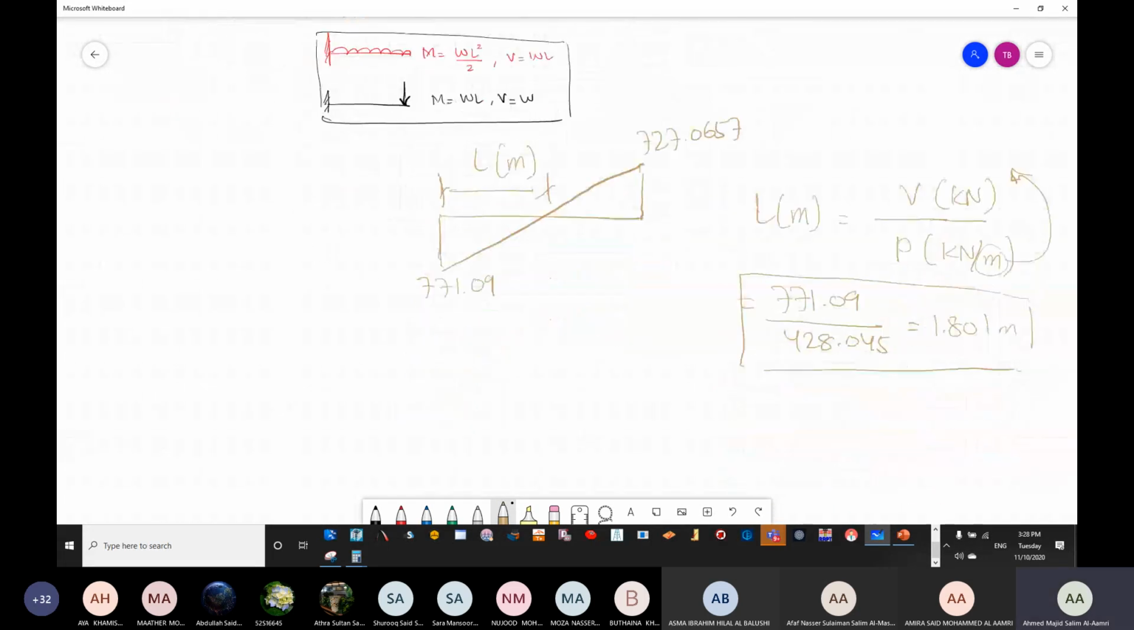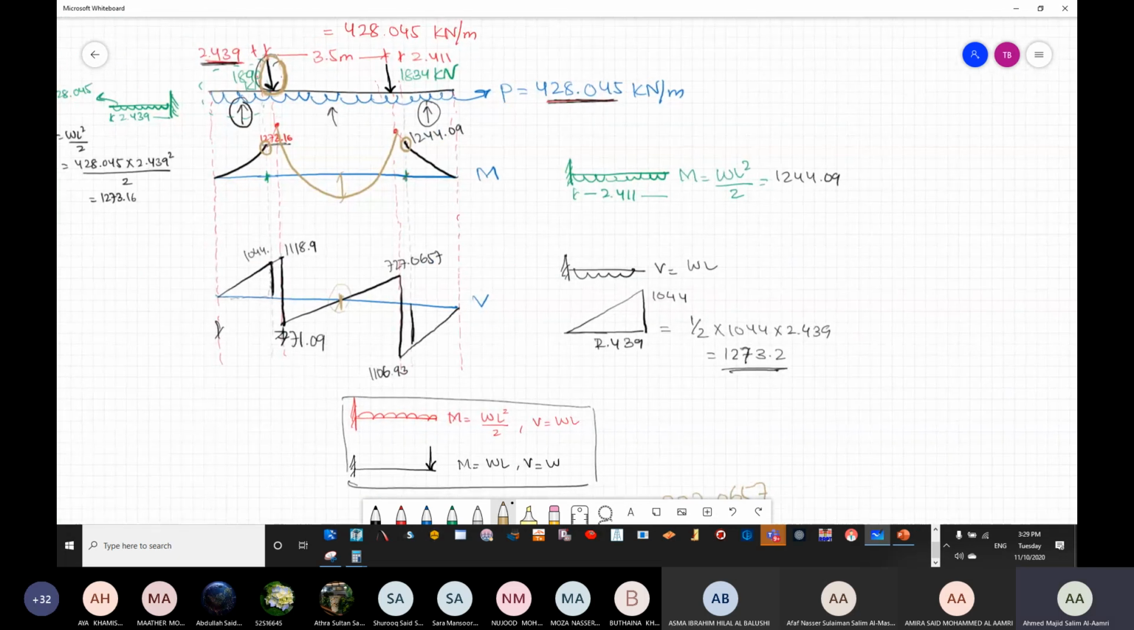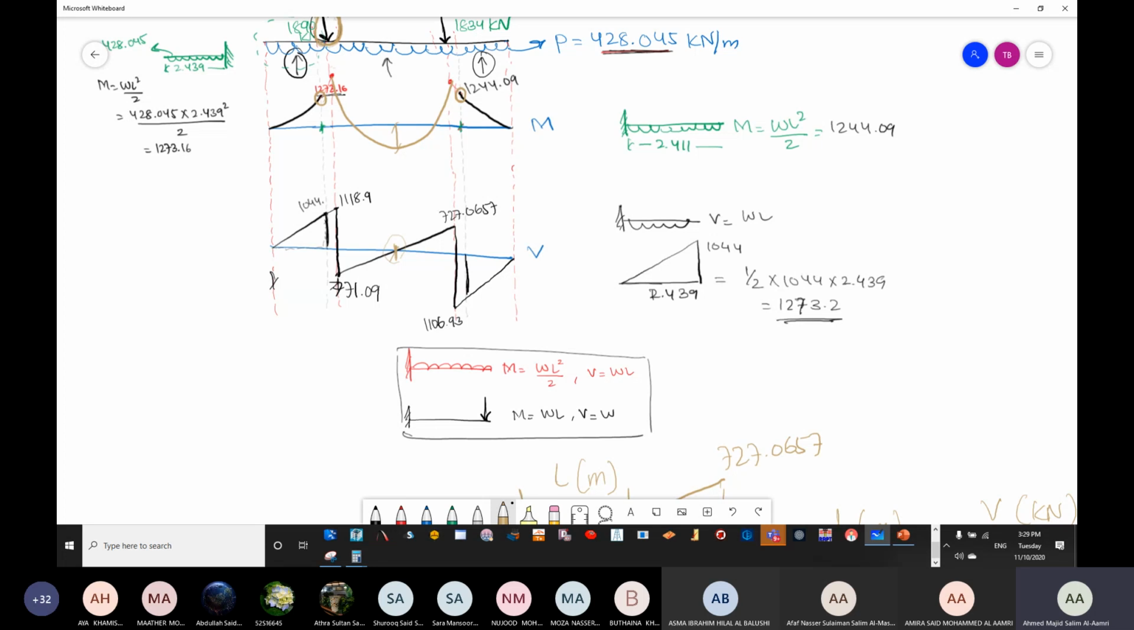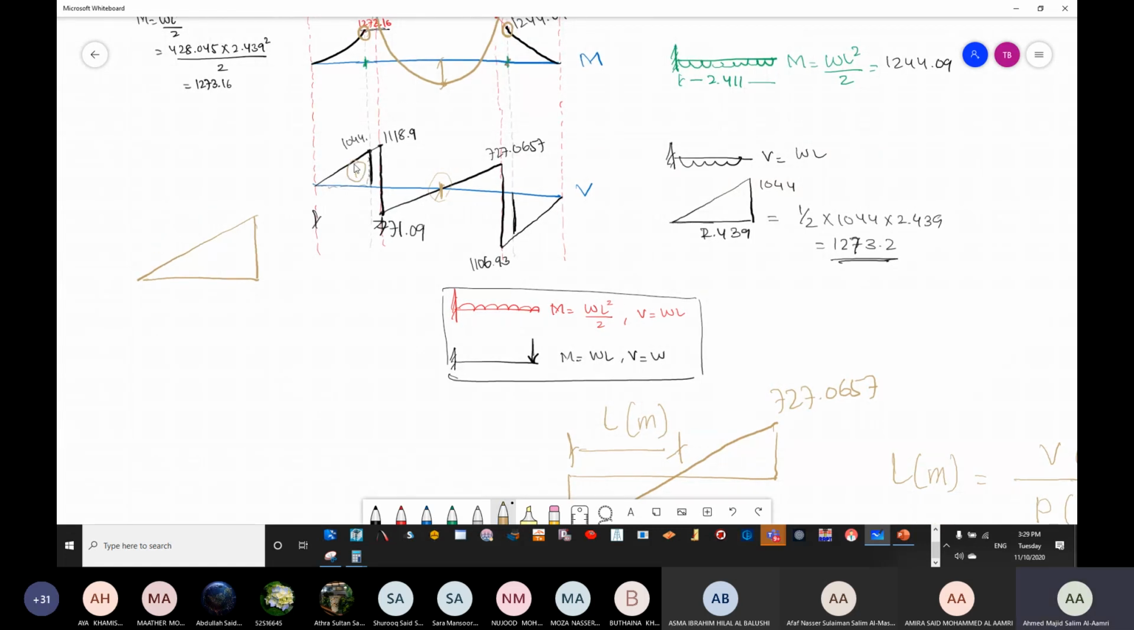Okay. So now, if we know how much this particular distance is, we should be able to calculate the value of the bending moment here. We can calculate the bending moment by taking the triangles. For those who are having a class, they may leave. I'll just finish this bending moment and then I'm going to finish the class. So we have triangle number one going upwards, and then we have triangle number two going downwards.